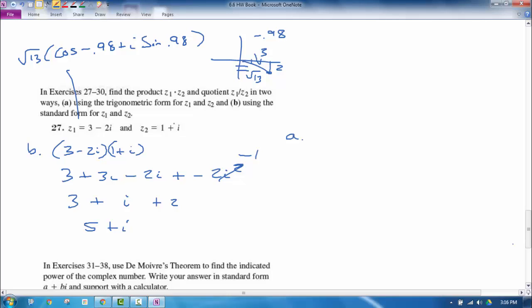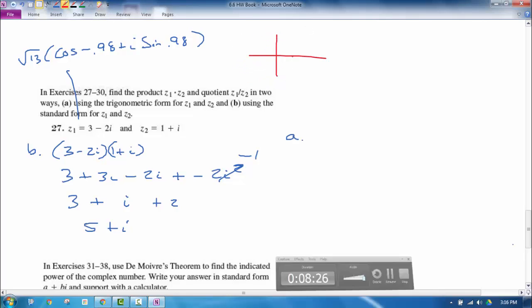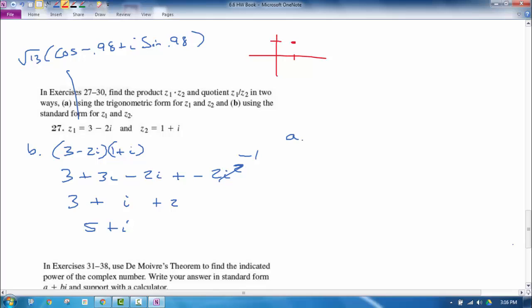And then I want to do the other one as well, so I'm going to regraph that one. That one goes over 1, up 1, which is right here. And then obviously this is your special right triangle, 45, 45, 90. So if this is 1 and this is 1, this is the square root of 2. And then the angle is 45 degrees, which is pi over 4. So that complex number is square root of 2 times cosine of pi over 4 plus i sine of pi over 4.